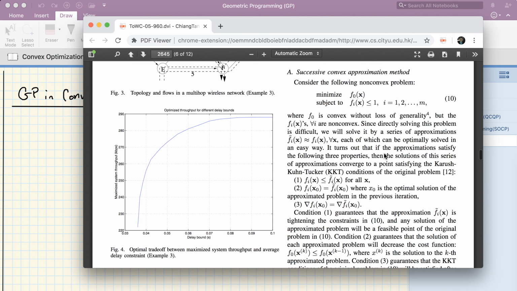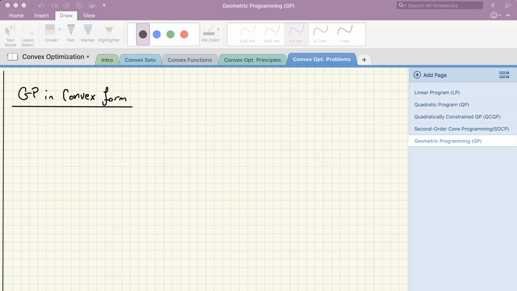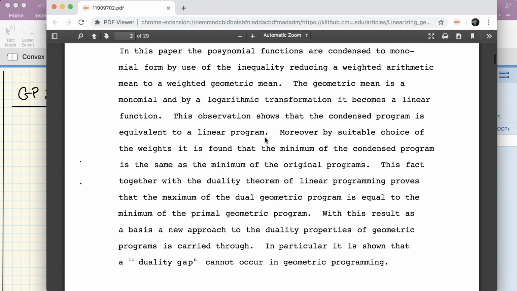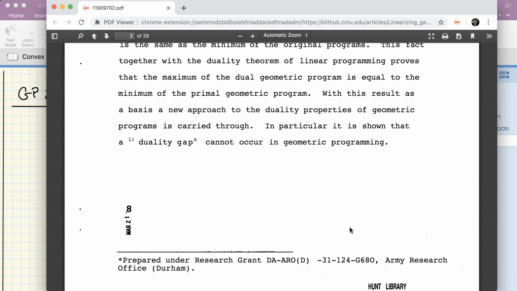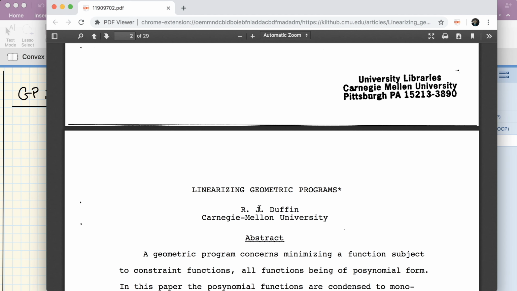A lot of nice stuff has been done in this paper. Go check it out. An old paper, but it's really worth reading. You'll enjoy it, trust me, is this paper right here. It's by a guy who had his thesis probably funded by the Army Research Office. His name is Richard James Duffin. He's an American physicist known for his contributions to electrical transmission theory and to the development of geometric programming.